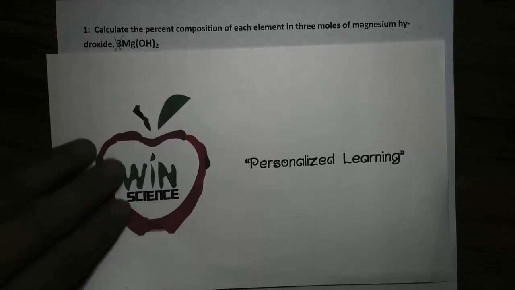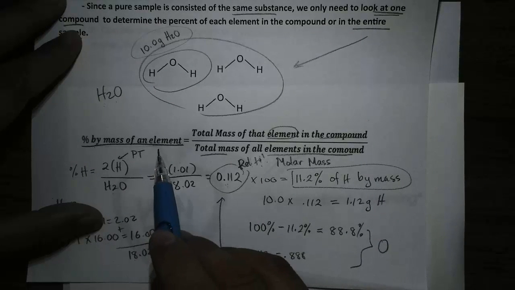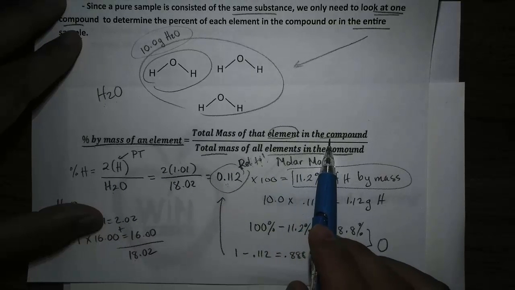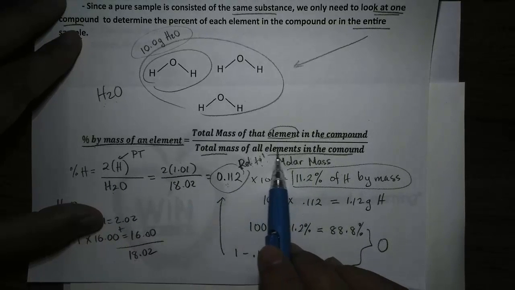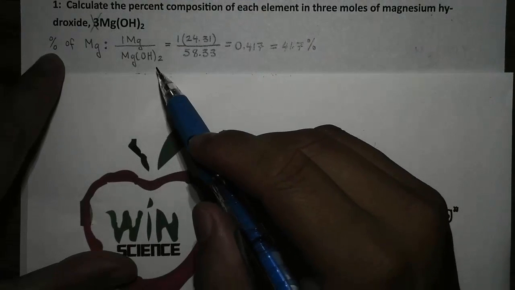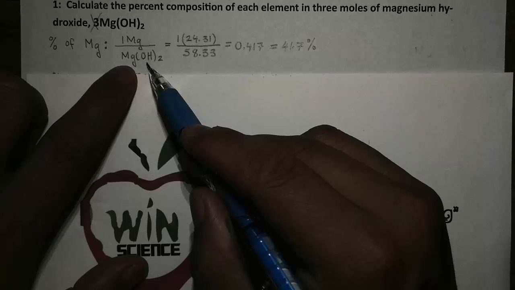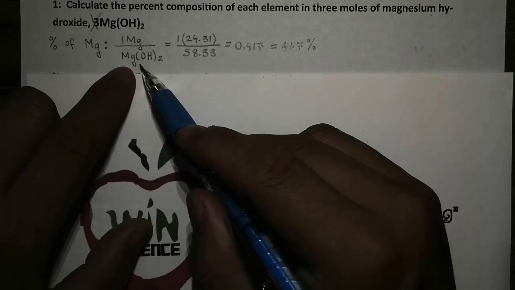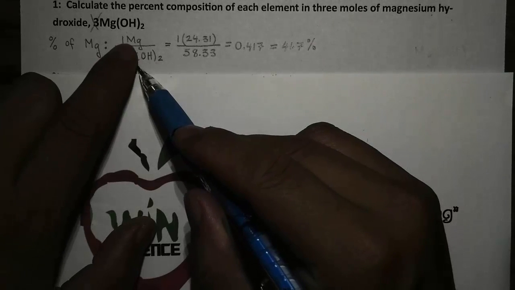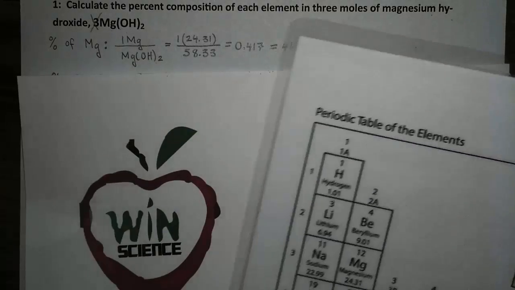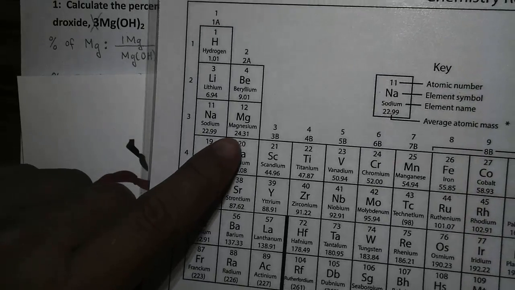So let's look at the first one that we have. And again, here is the formula to find percent by mass of an element. The total mass of an element in a compound over the total mass of all the elements in the compound. And we are only looking for one compound, okay? So keep that in mind. So for the percentage for magnesium, if we look at the compound, notice I don't have the 3 because we only need to focus on 1 mole. So in magnesium hydroxide, I have only 1 Mg, over the compound. And the mass for magnesium is, on the periodic table, 24.31.